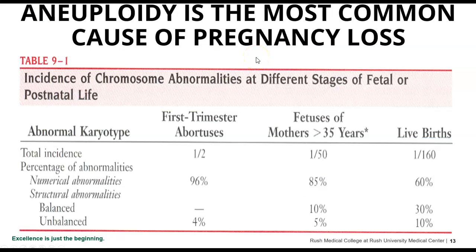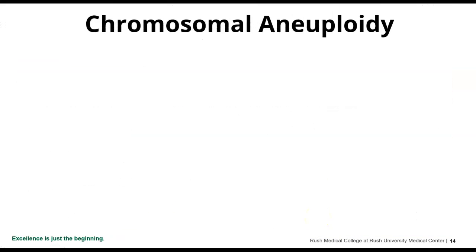Aneuploidies are the most common cause of pregnancy loss. We're going to talk about this more when we get to the prenatal lecture, but 50% of all first trimester pregnancy losses have a chromosomal abnormality. In most cases, it's numerical, like an extra or missing chromosome. In women over the age of 35, it drops to 1 in 50, and the vast majority are still numerical, but they can be structural, like translocations, which I'm going to talk about in a second. And in live births, it actually goes down to 0.6% because a lot of these severe things are lost during the pregnancy.